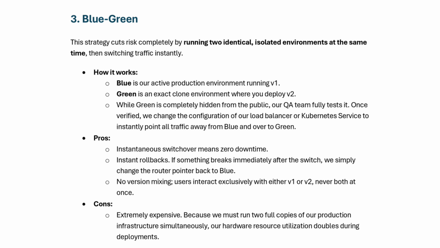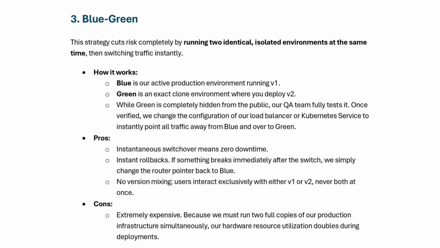Meaning blue is our active production environment of version 1, that is like the old or current version, and green will be the version 2 or the targeted version. In this strategy of blue-green, users will only experience a single version at a time. Meaning if a single user is experiencing version 1, all users will experience version 1. And if a single user is experiencing version 2, all users will experience version 2.